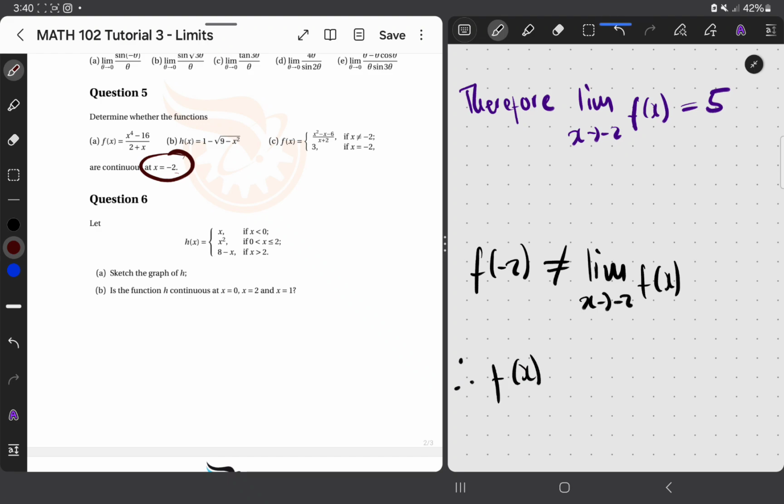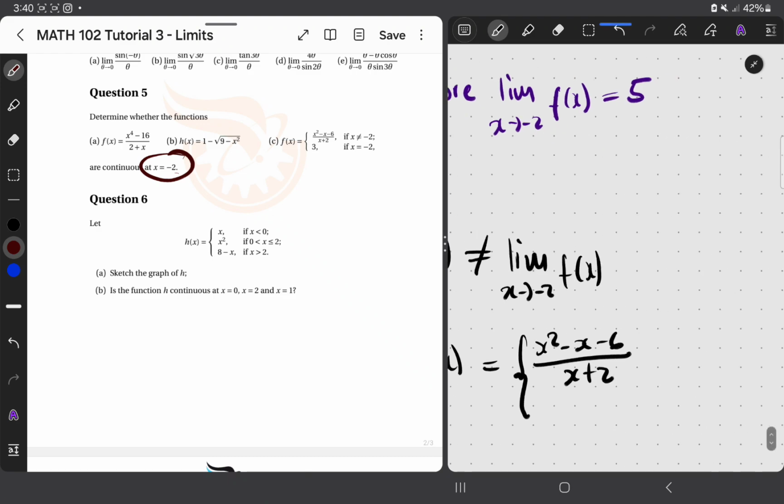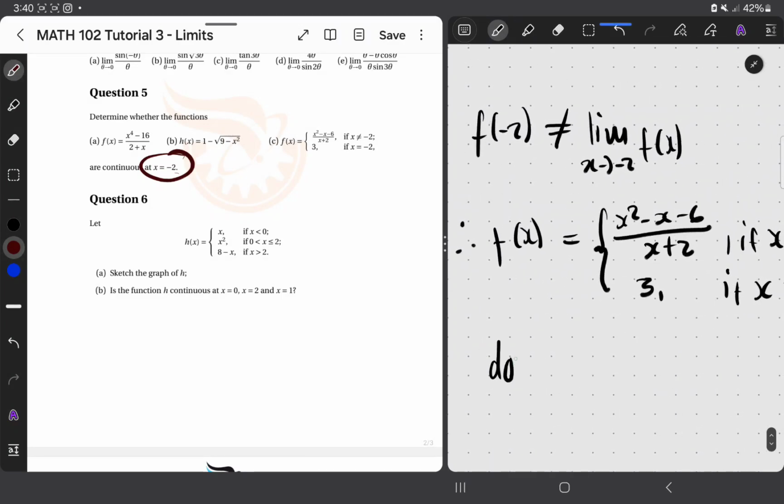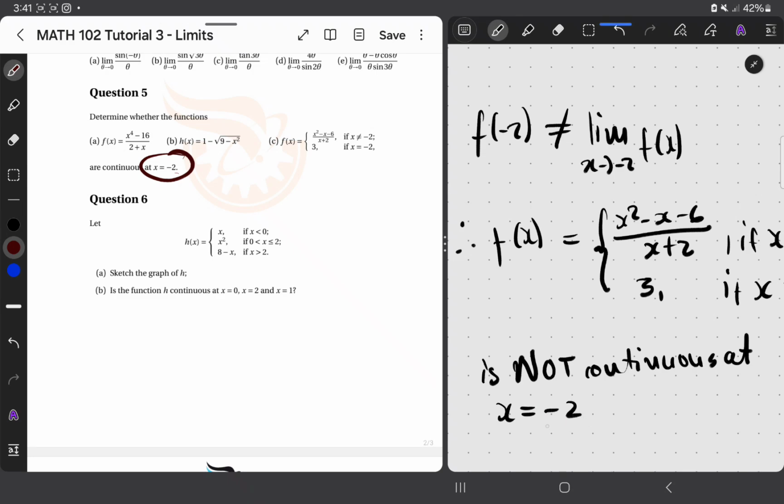the function is not continuous. So you can now say therefore f of x, which you can put the two parts if you want, x squared minus x minus 6 over x plus 2 if x is not equal to -2, and 3 if x is equal to -2, is not continuous at x equal to -2. And we are done.